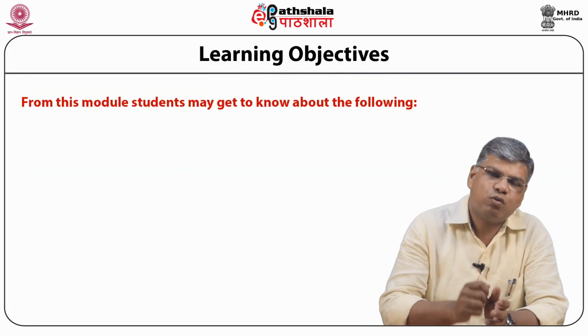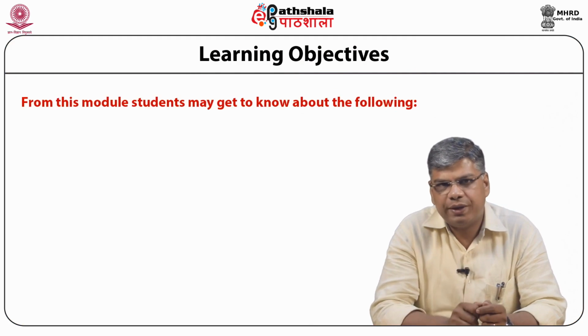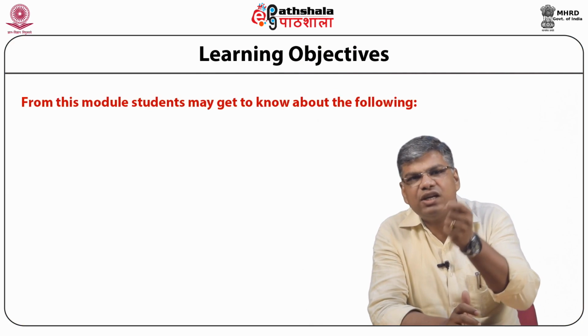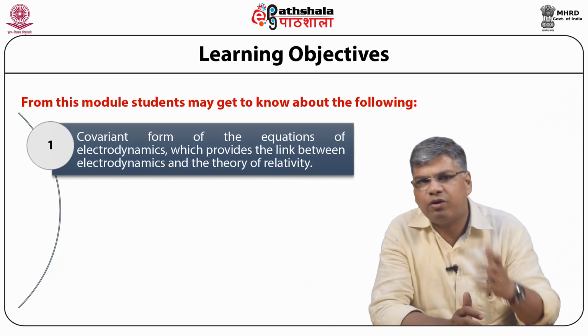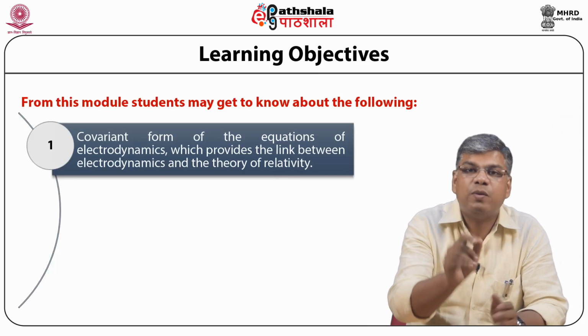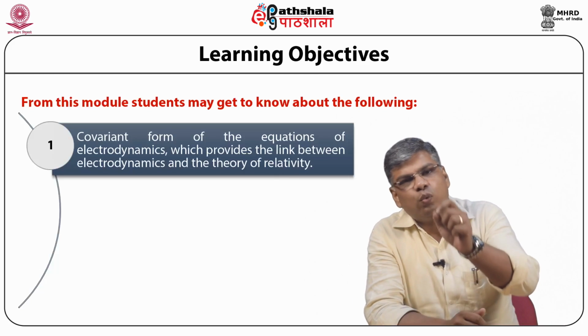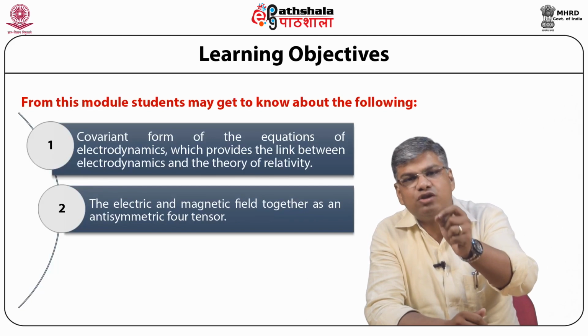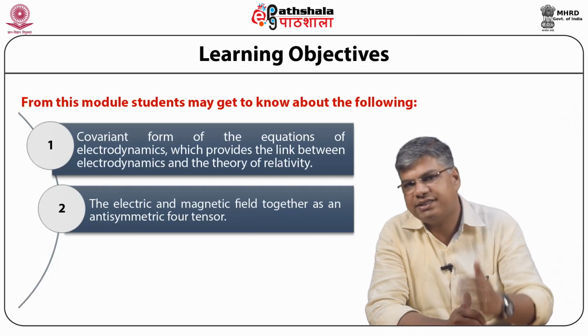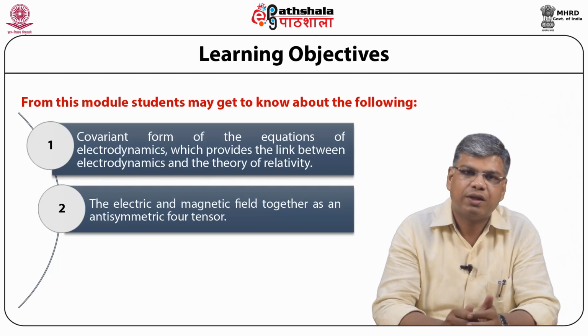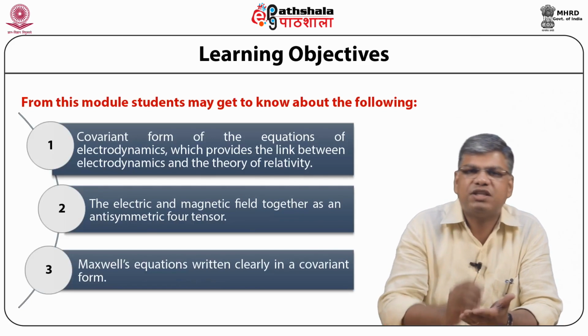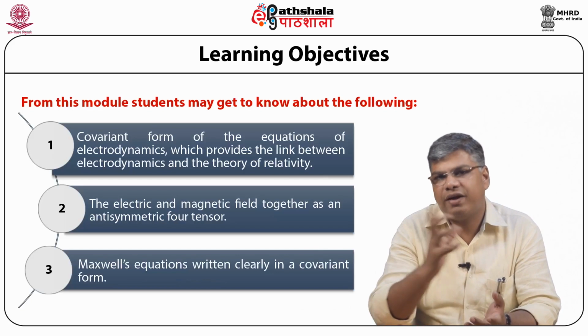Today we are going to discuss the module Theory of Relativity-III from the paper Electromagnetic Theory. From this module you will get to know the following. Firstly, you will understand the covariant form of the equations of electrodynamics, which provides the link between electrodynamics and the special theory of relativity. Then, we will discuss the electric and the magnetic field together as an antisymmetric 4-tensor of rank 2. After that, we will discuss Maxwell's equations written clearly in a covariant form.